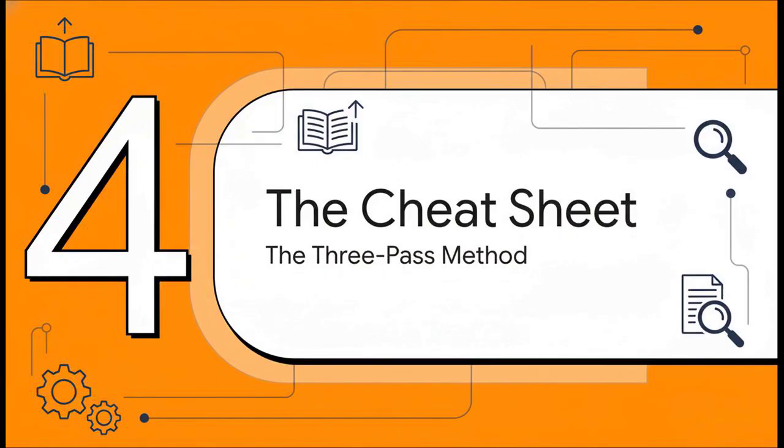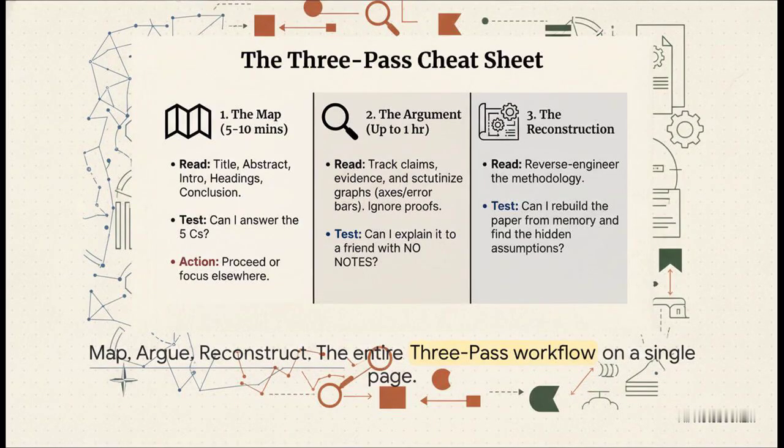Okay, I know that was a lot to take in, but the real power of this system is how simple and structured it is. So let's bring it all together on one single cheat sheet that you can start using right away. And here it is, the whole thing on one page. You've got Pass 1, the map, your quick 10-minute scan to pass the 5 C's test. Then Pass 2, the argument, a deeper, hour-long dive where you test yourself by explaining it out loud. And finally, Pass 3, the reconstruction, the expert level, where you mentally rebuild the whole thing from scratch. Map, argue, reconstruct. That's the process that will change how you learn.